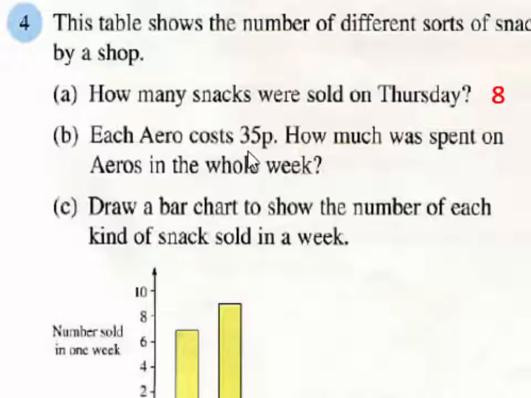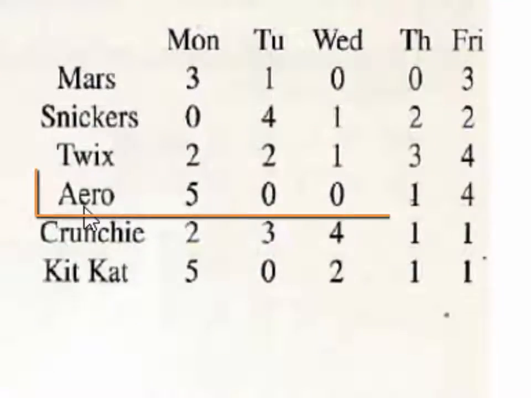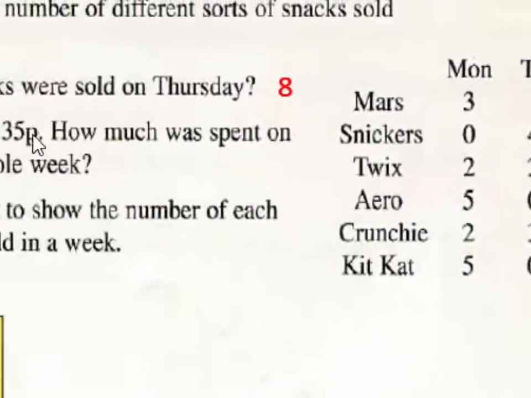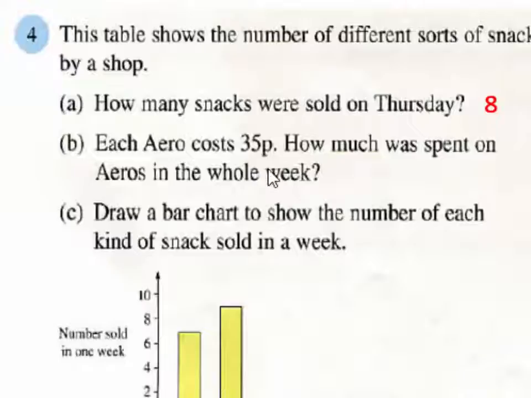Part B, each Aero costs 35 pence. How much was spent on Aeros in the whole week? Okay, so look across the Aeros here, look across the week and see how many were sold first. So 5 plus 0 plus 0, we still got 5, plus 1 makes it 6, plus 4 is 10. 10 Aeros. Each Aero is 35 pence. So if we multiply 35 pence by 10, move the decimal point one place to the right, and that should become £3.50.